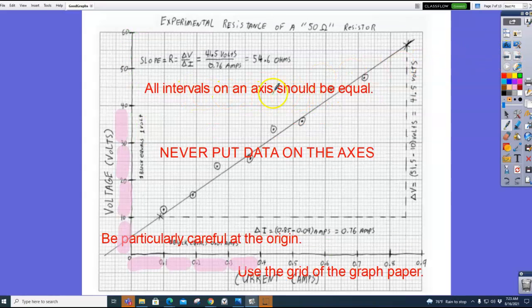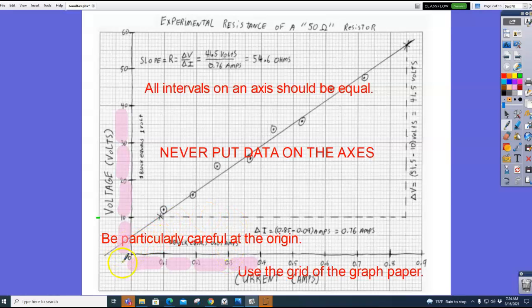The intervals on your axis should be equal. You see here, these big lines, they count for 10 each time, 10, 20, 30, 40, 50. So these intervals are the same size. The intervals on the horizontal axis are the same size. Each one of these big grids is 0.1, so 0.1, 0.2, 0.3.